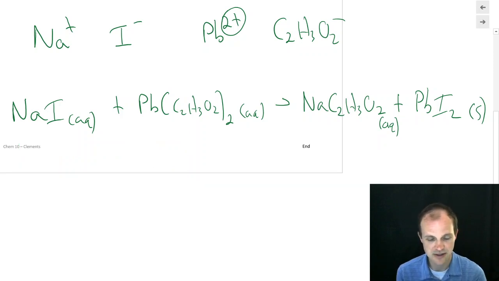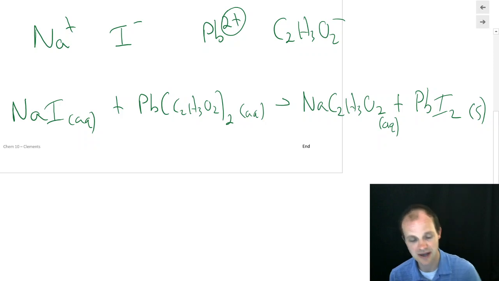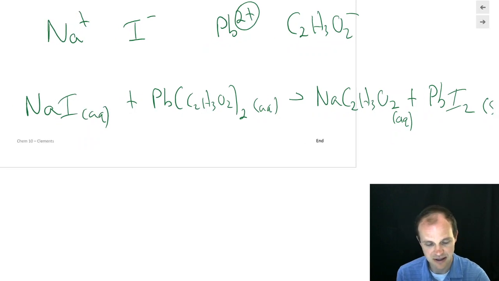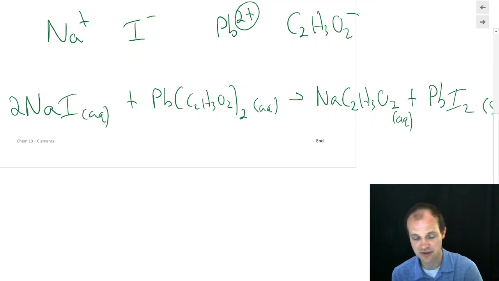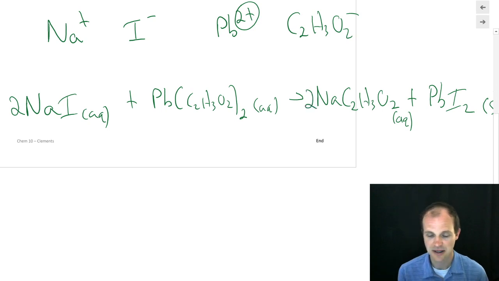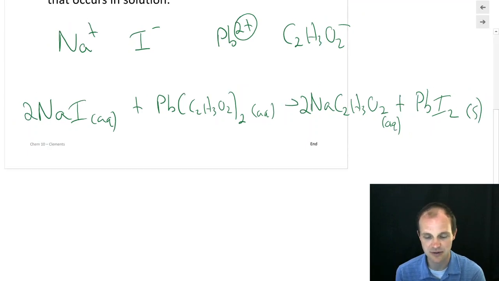1 sodium, 1 sodium, 1 iodide, 2 iodides. So I need to balance out my iodides. But now I unbalanced my sodiums. So I've got 2 sodiums on the left, I got 1 on the right, so I need to put a 2 here. Okay, I've got 1 lead, 2 acetates, 2 acetates. I've got a balanced chemical reaction.